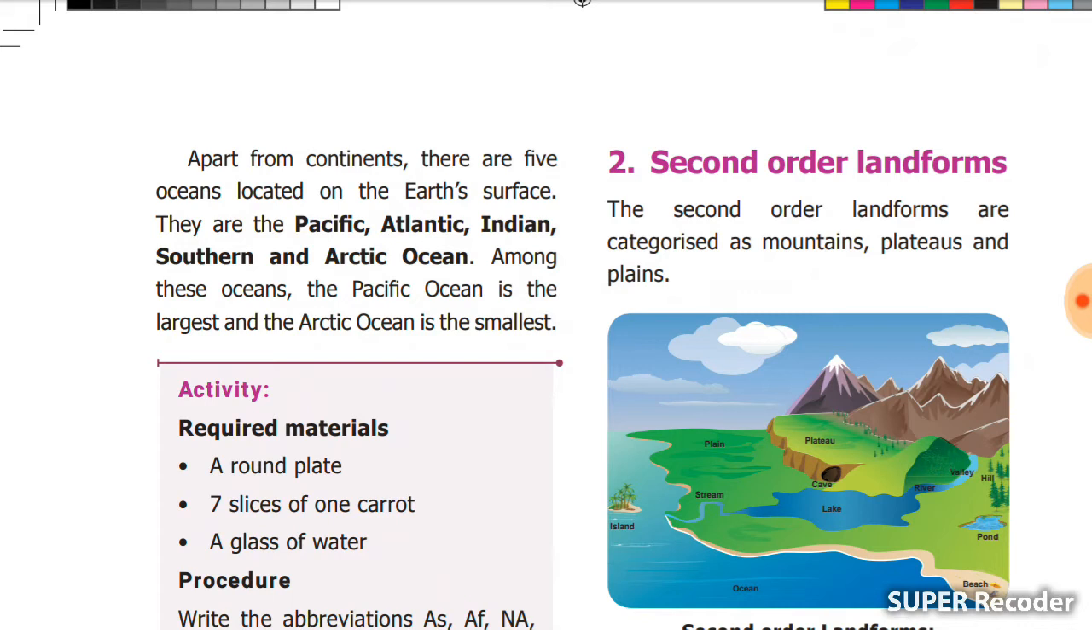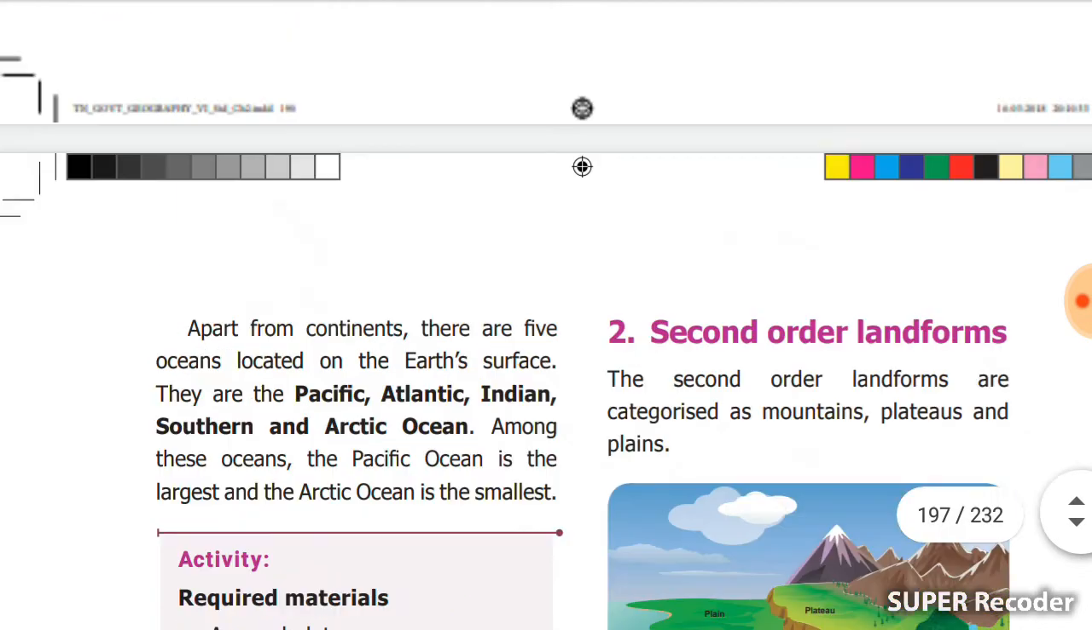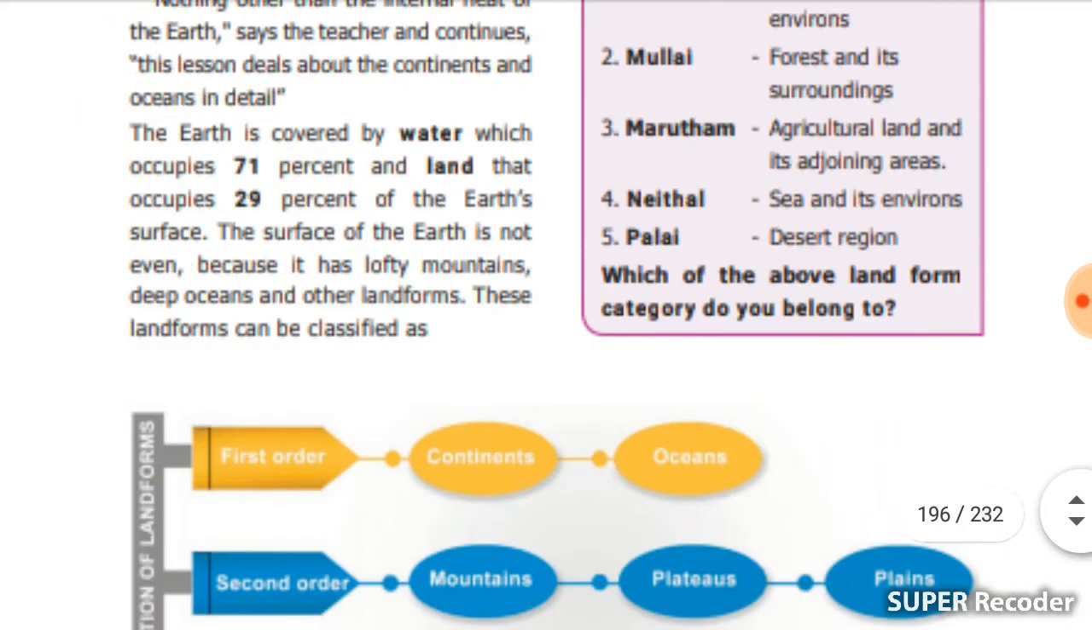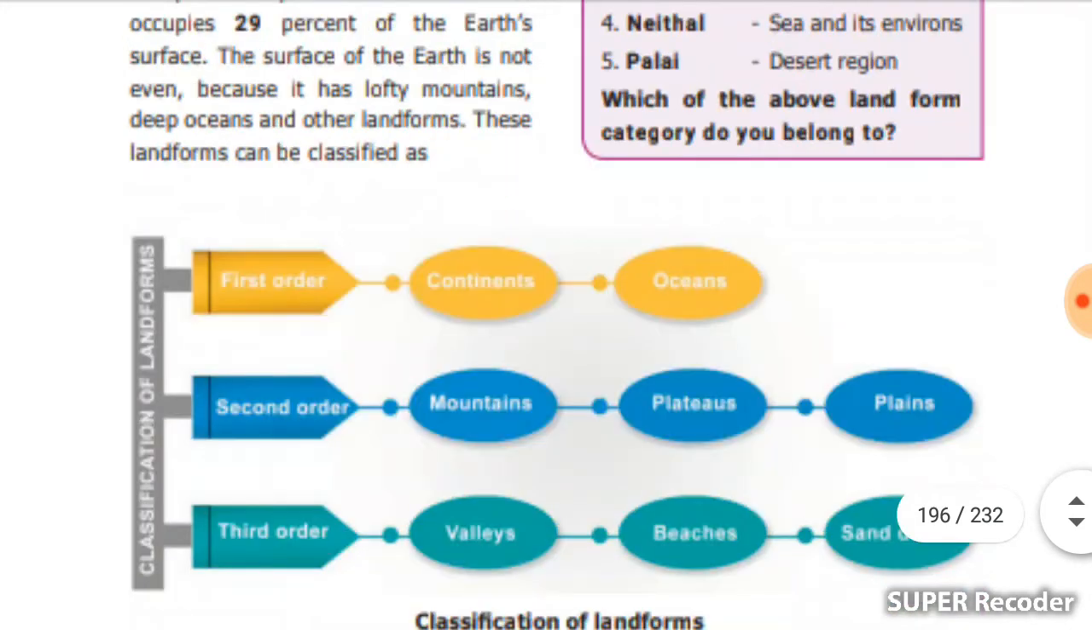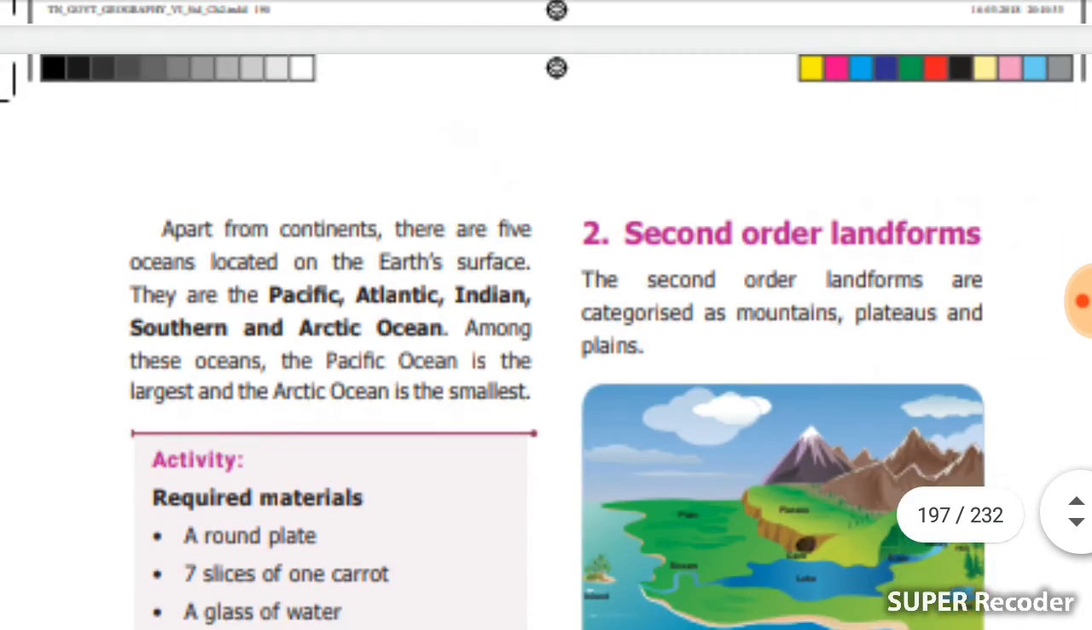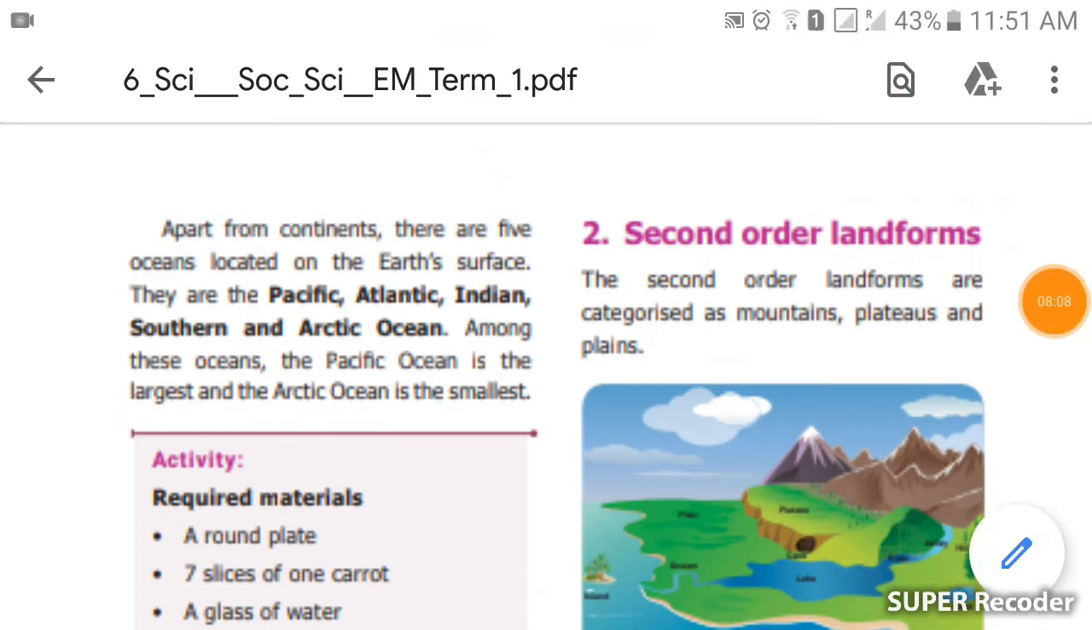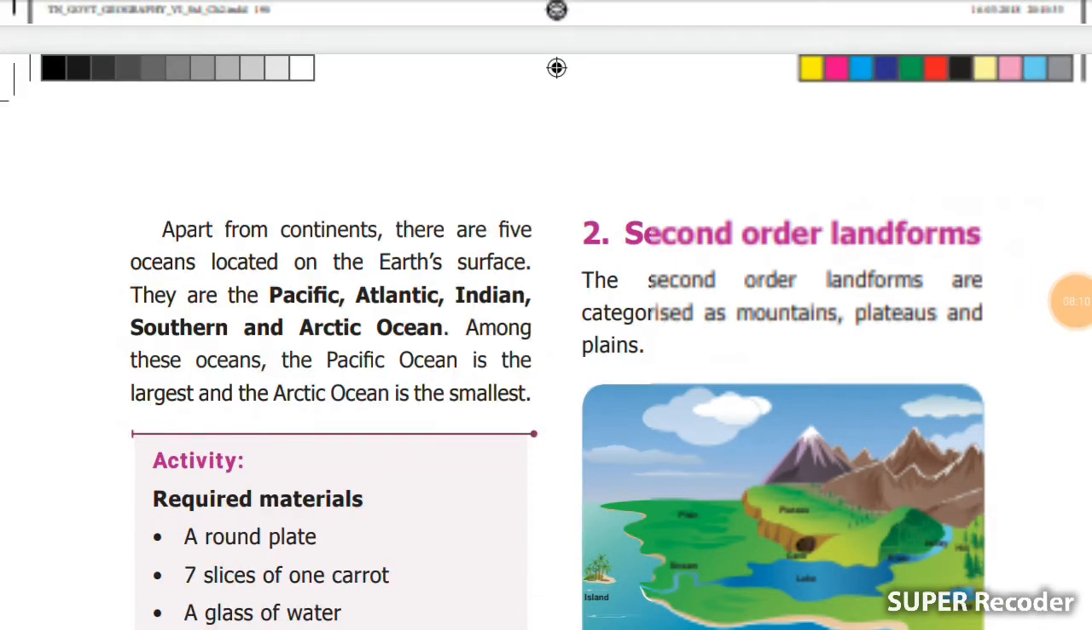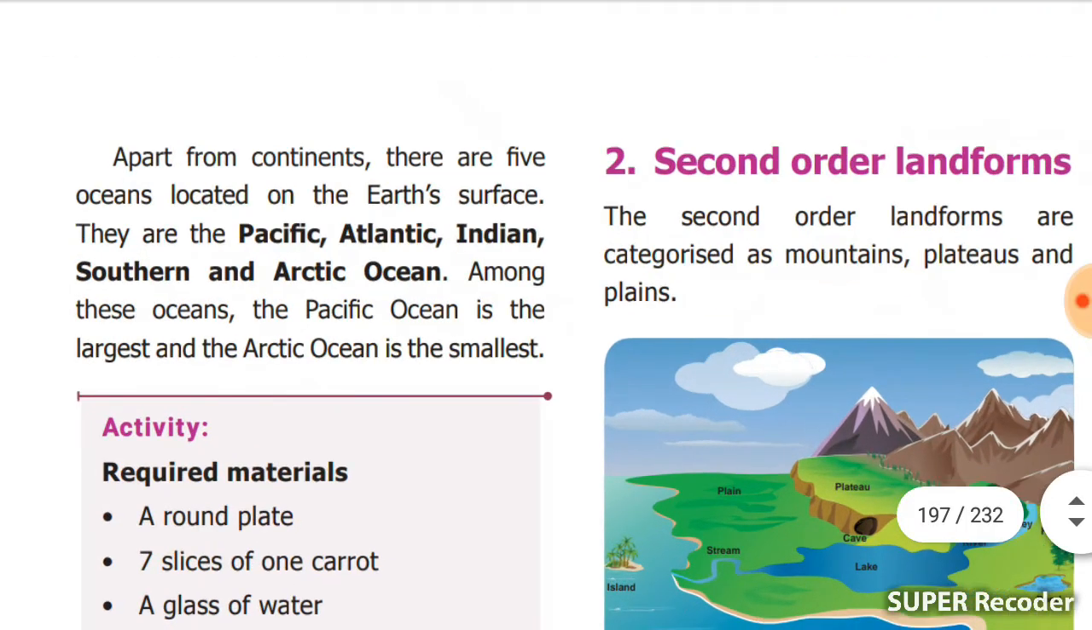Remember, I have said the largest continent is Asia. Smallest one is, come on, say, anybody knows? Yes, Australia. But here the Pacific Ocean is the largest and Arctic Ocean is the smallest.